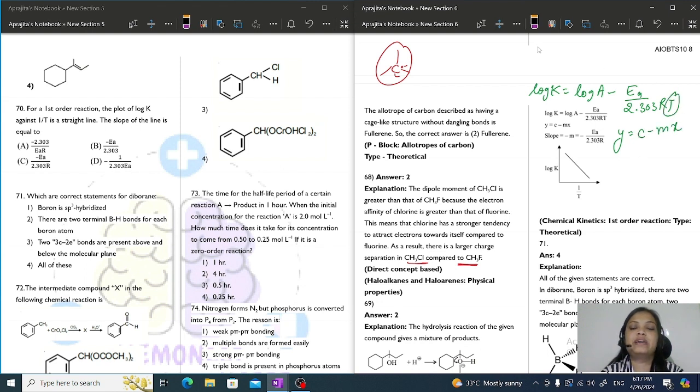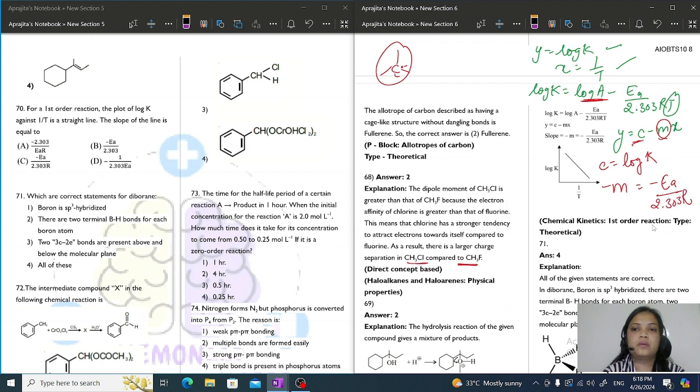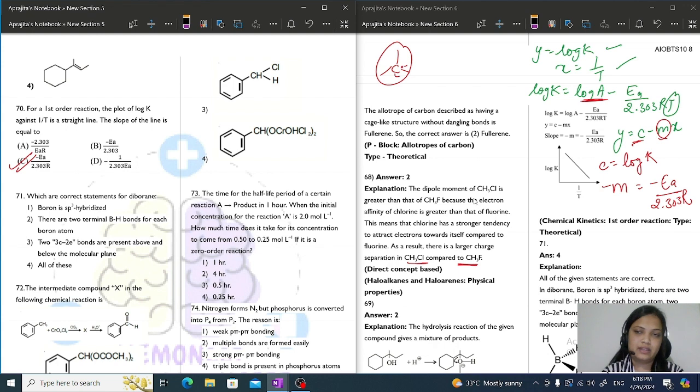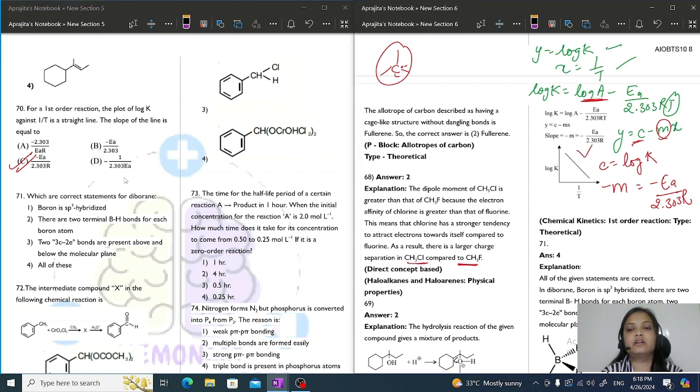Here y is log K and x is 1 by T. We are plotting log K and 1 by T. If you compare the values here, log A is the intercept, like it's C, and the minus m value is minus EA upon 2.303 R. So that is going to be the slope in this case, that is EA upon 2.303 R, which is option C. The negative sign means it's a downward line, like here you can see the graph.